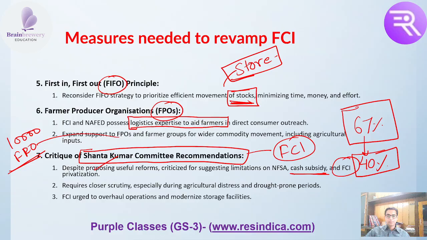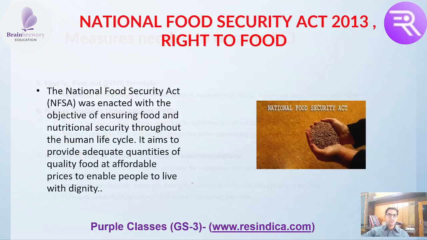Close scrutiny has to be done, and there should always be a monitoring mechanism to find out when agricultural distress or drought-prone periods will be coming. So there is a need to overhaul the whole process and modernize the storage facility. That is the role of the FCI. Now we are moving towards the meaning of the National Food Security Act of 2013, why we have come up with the act, the role played by that act, and what we are able to achieve from it. Because we were talking on this topic, it is very important to understand the role of FCI and the role of National Food Security.